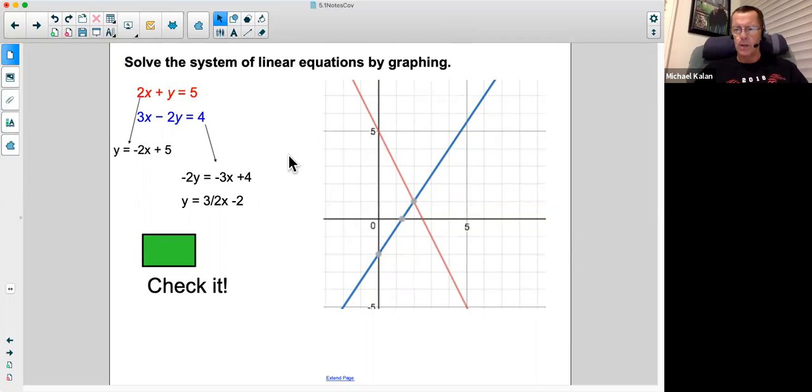Okay, so what does it look like our point of intersection is? Looks like it's at 2, 1, so (2, 1). Okay, so let's check.